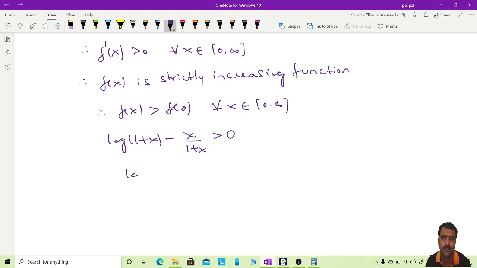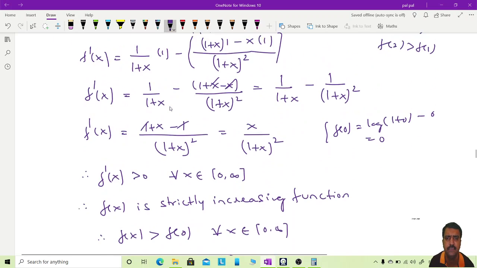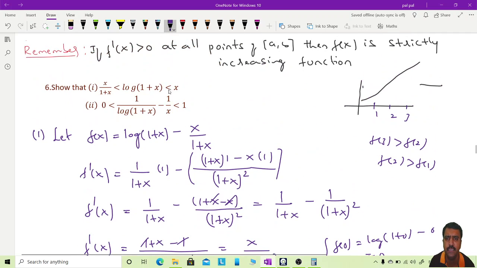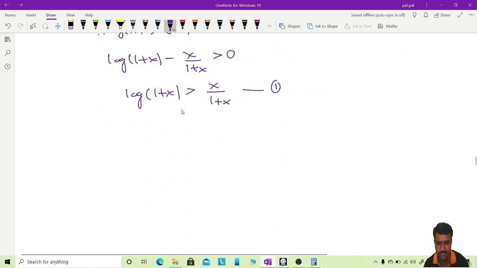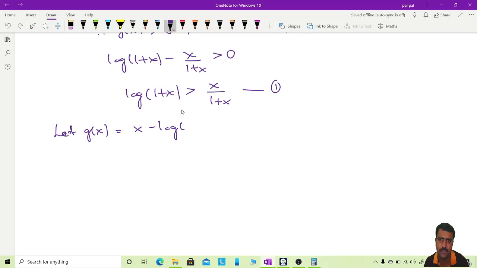So now log of 1 plus x is greater than x by 1 plus x. Take this inequality as 1. Similarly, to prove the complete result, you define one more function, g of x, such that g of x is equal to x minus log of 1 plus x.